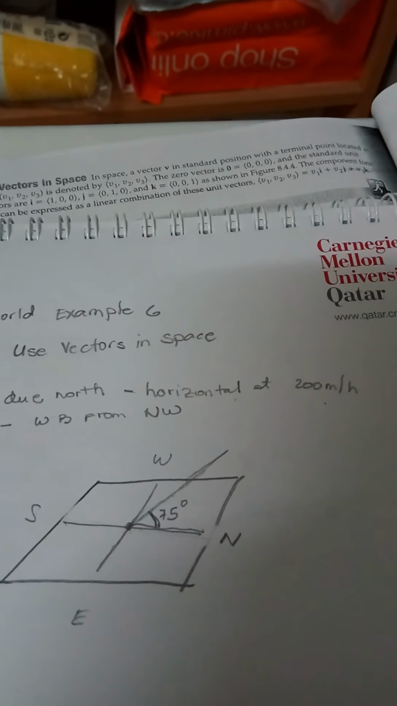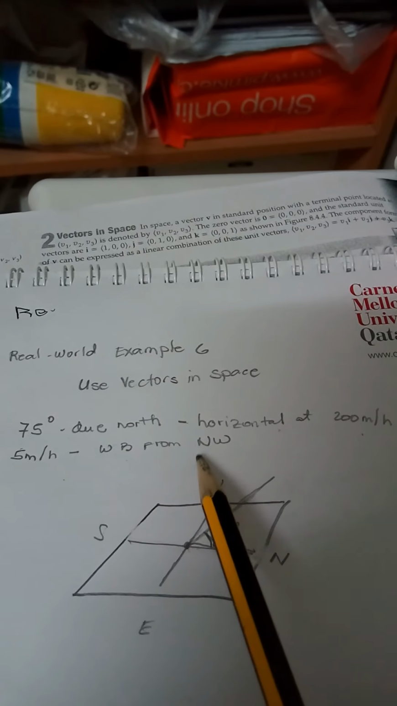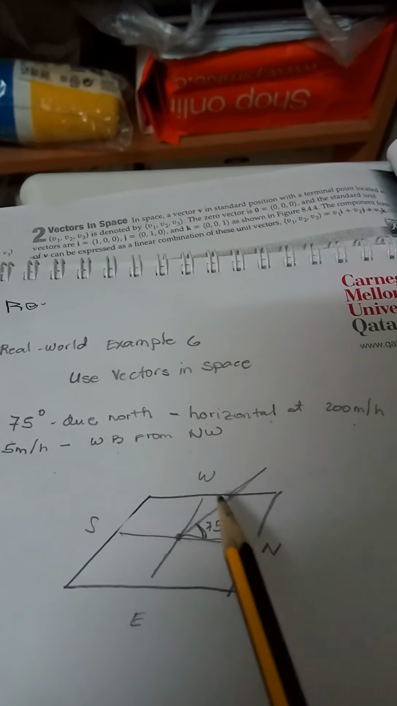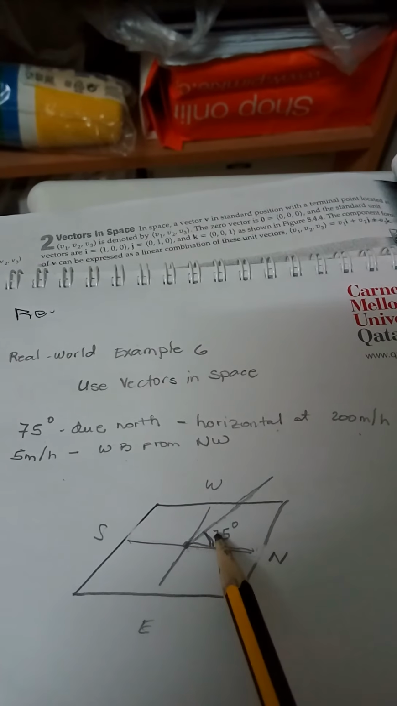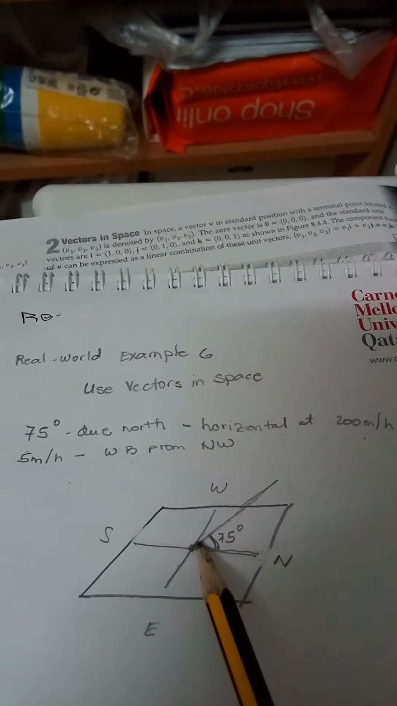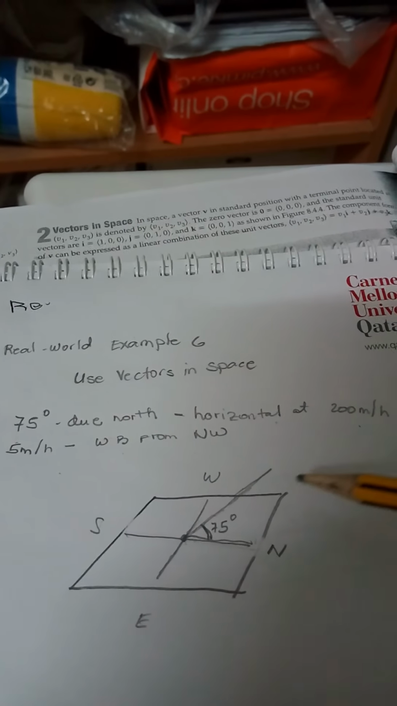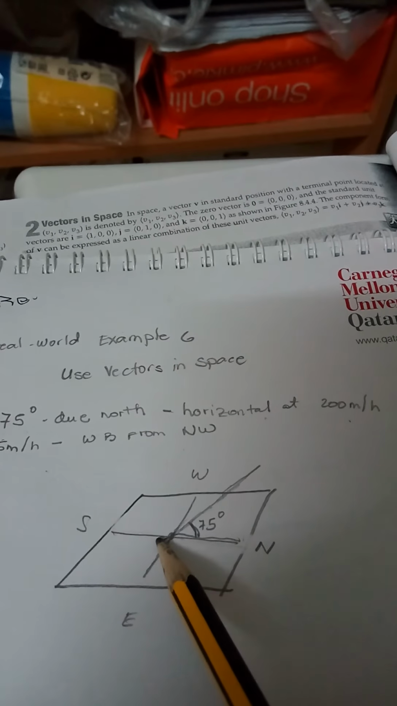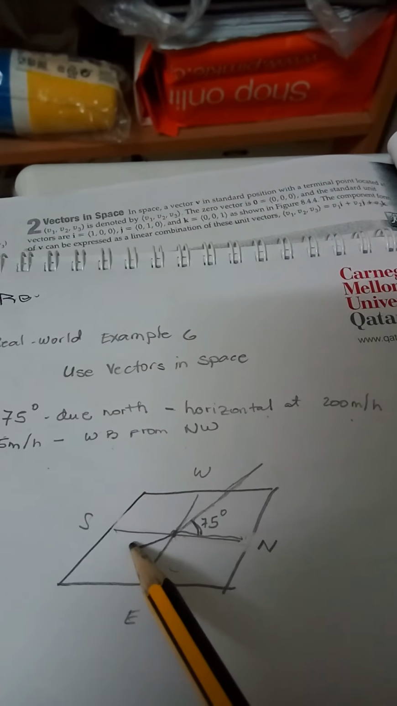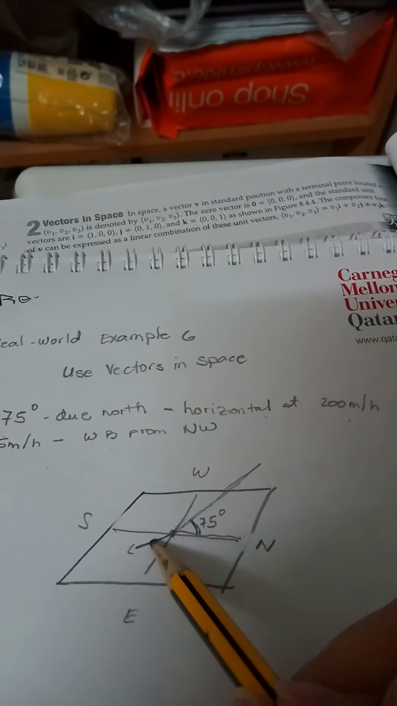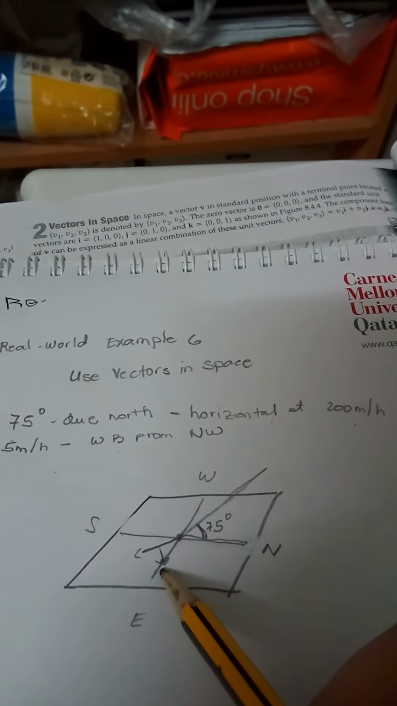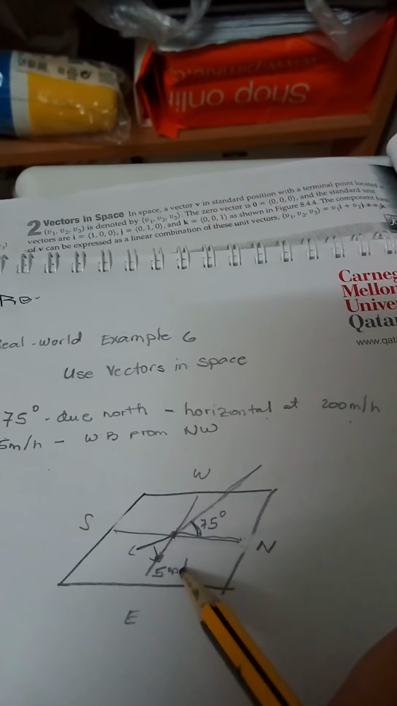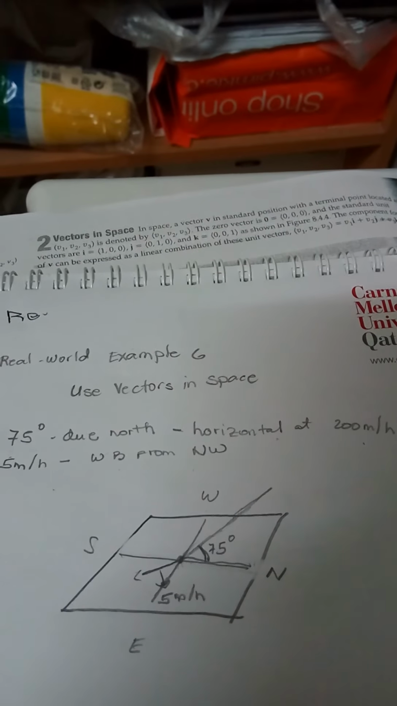Next, there's a given statement that a 5 miles per hour wind blows from the northwest. So this is north, this is west, 5 miles per hour. But it's stated that the wind blows from the northwest, so it will go in the opposite direction. So the opposite direction is here. I will indicate this as 5 miles per hour.